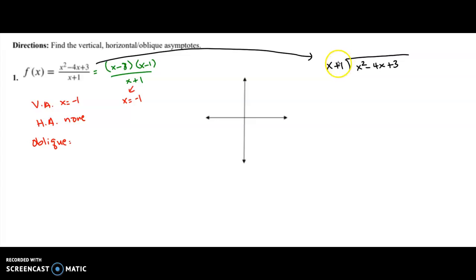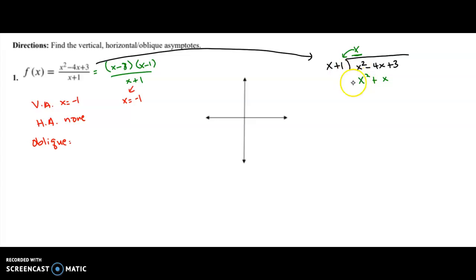So in this first slot, I need to think what times x is going to give me x squared. That's what I'm trying to think about here. So what times x is x squared? That's going to be x. So that's x squared, and I have to distribute to the 1, so that's going to be plus x.